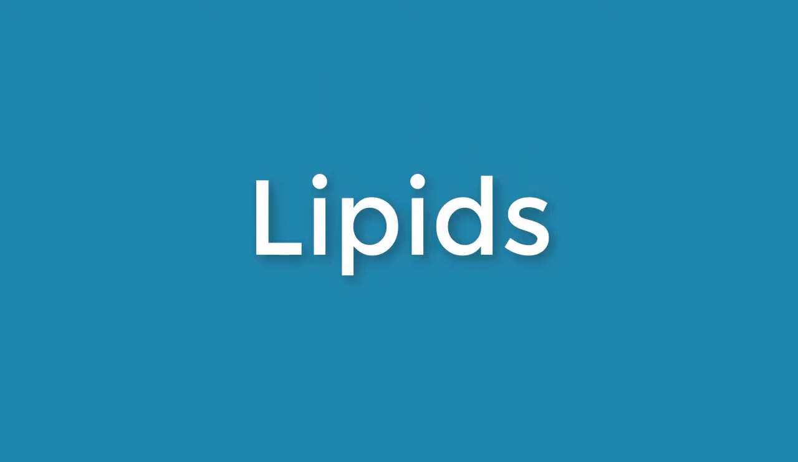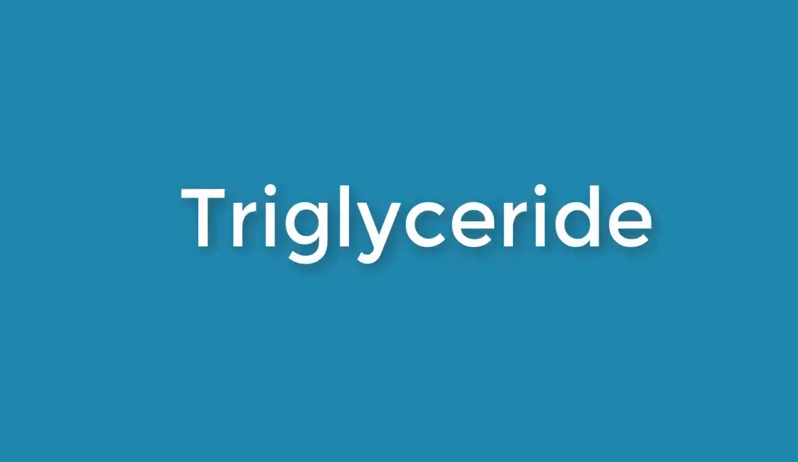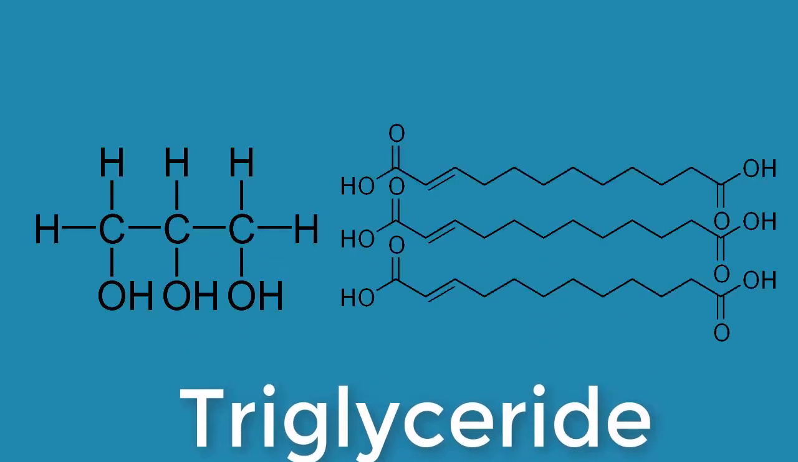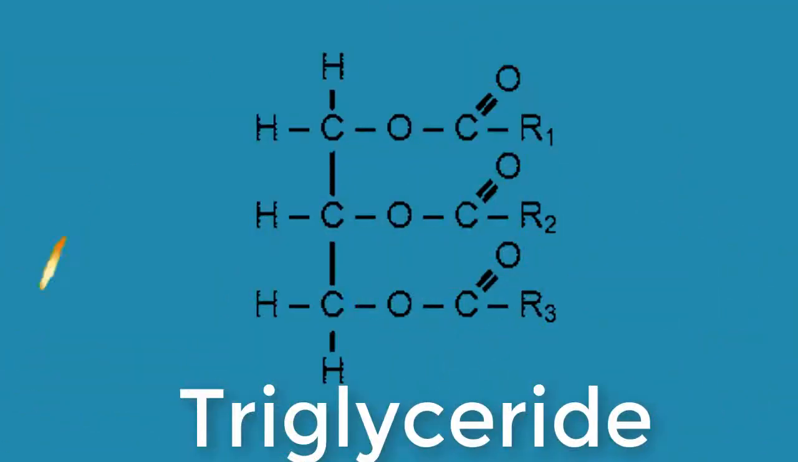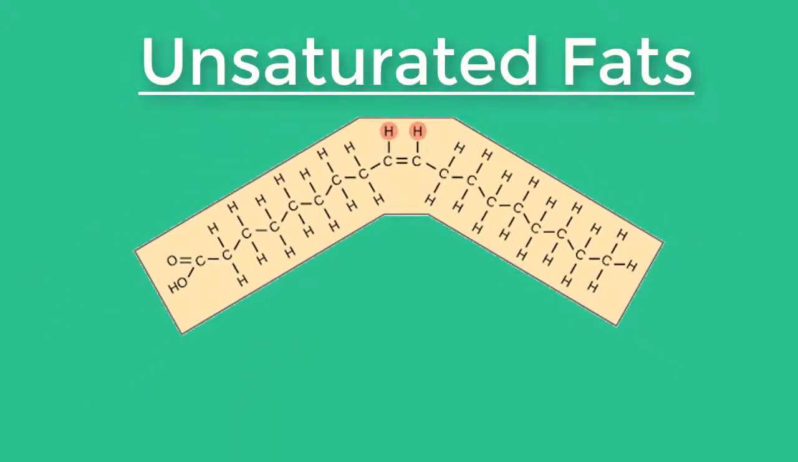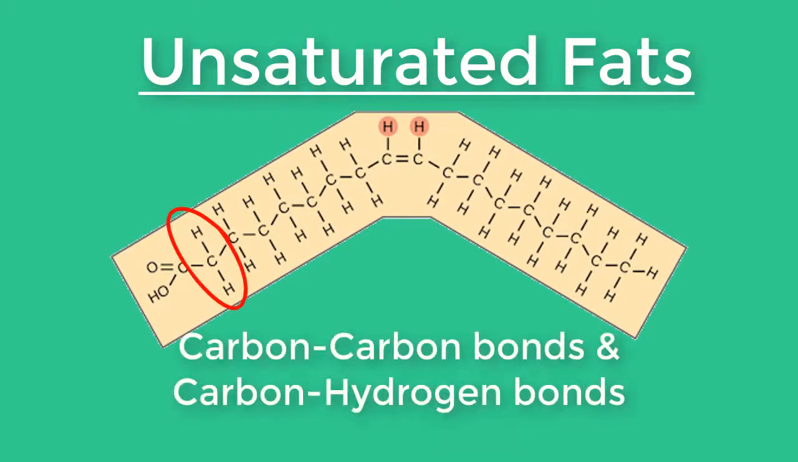Today I'll be describing a well-known monomer of lipids known as triglyceride. Triglyceride is formed when glycerol and three fatty acids bond together. There are different types of fatty acids and their molecular structures determine their saturation. In unsaturated fats, there are carbon-hydrogen bonds and carbon-carbon bonds.